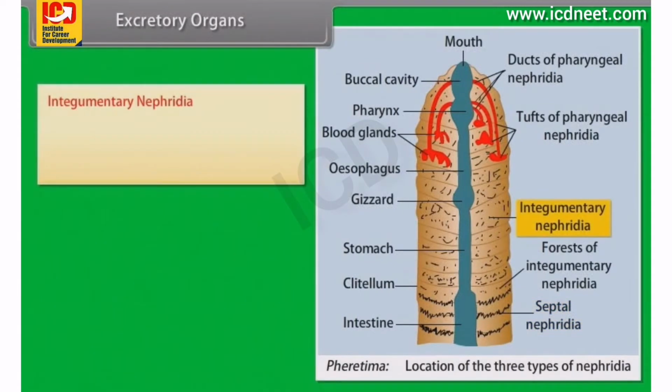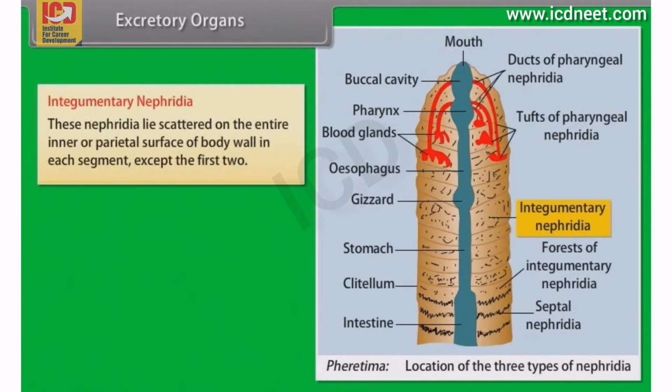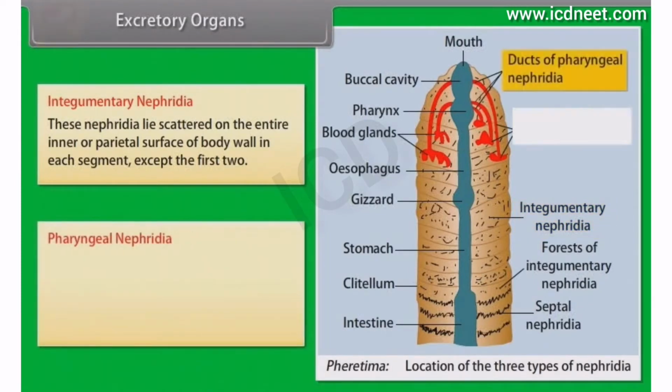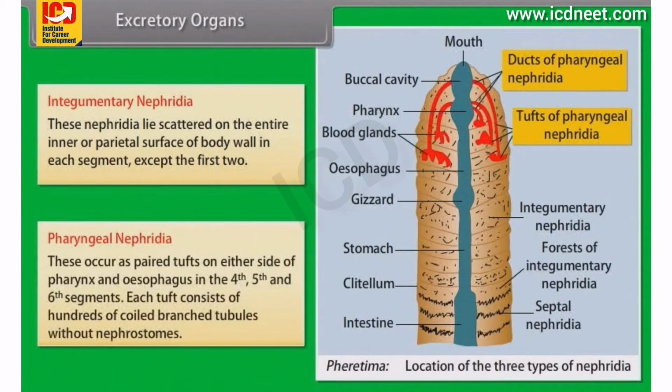Integumentary nephridia. These nephridia lie scattered on the entire inner or parietal surface of body wall in each segment except the first 2. Pharyngeal nephridia. These occur as paired tufts on either side of pharynx and oesophagus in 4th, 5th and 6th segments. Each tuft consists of hundreds of coiled branched tubules without nephrostomes.